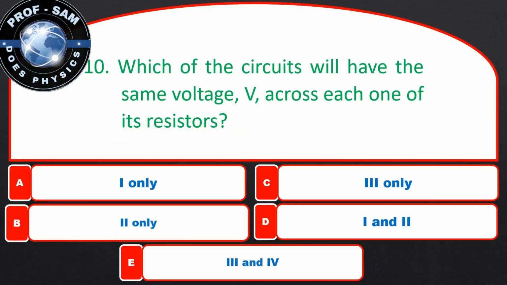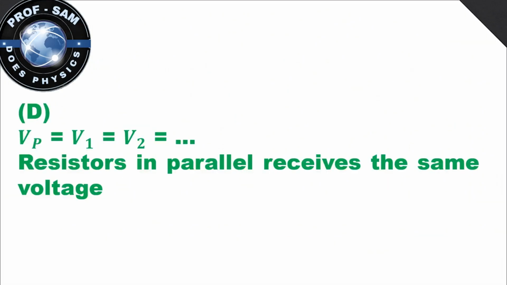Last question. Which of the circuits will have the same voltage V across each one of its resistors? We have the keyword same voltage V across each one of its resistors. So we apply voltage across parallel arrangements, which is Vp equals V1 equals V2, the same voltage. So resistors in parallel receive the same voltage. So option D is the correct option there.